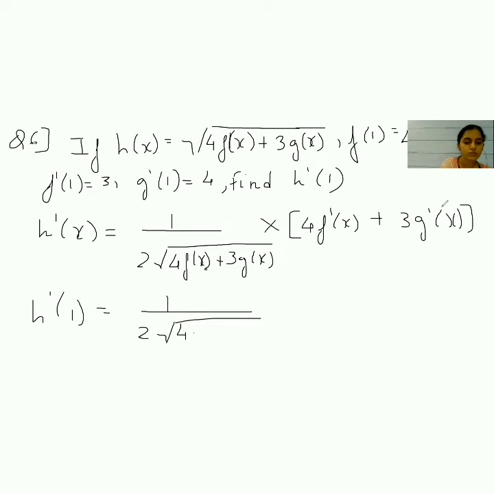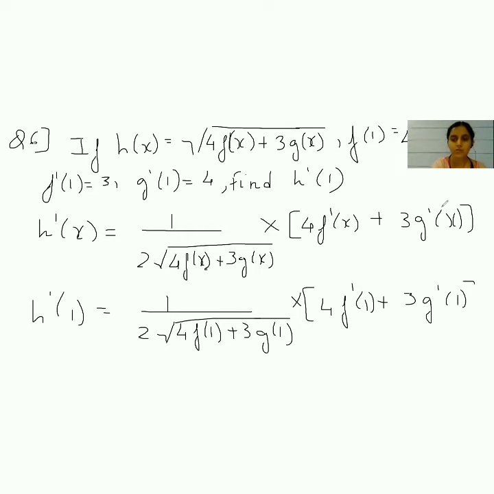So let's substitute h dash of 1 now, which will be 1 upon 2 root of 4 into f of 1 plus 3 into g of 1, multiplied by 4 into f dash of 1 plus 3 into g dash of 1. Substitute the values and get the answer. Okay, that's pretty simple. Let's move on to the next question.